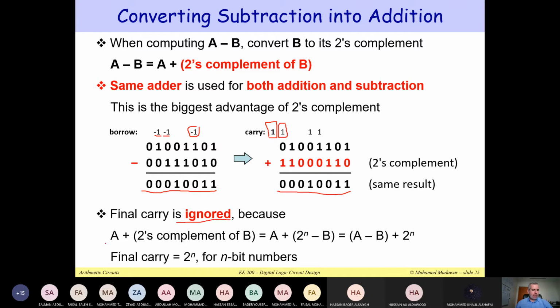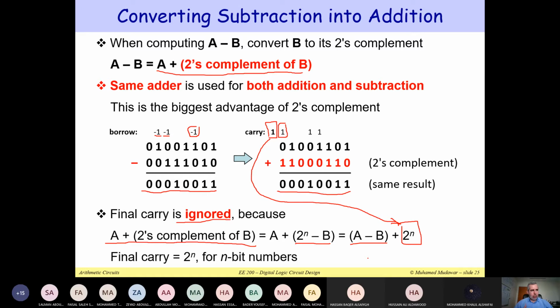Now remember that a plus the 2's complement of b. So if I would like to calculate a minus b, I will add a plus the 2's complement of b. But the 2's complement of b is 2 to the power n minus b, where n here is the number of bits. So here we have n is equal to 8 bits. So n is equal to 8. So this is a minus b. It's the same result as a minus b, but you will get 2 to the power n. And this 2 to the power n here is the final carry. So for this reason, we ignore this final carry.